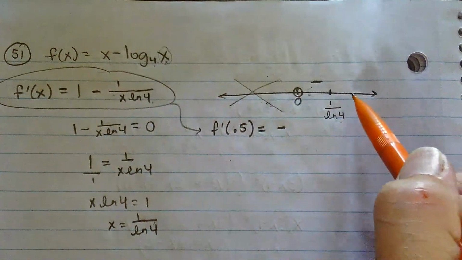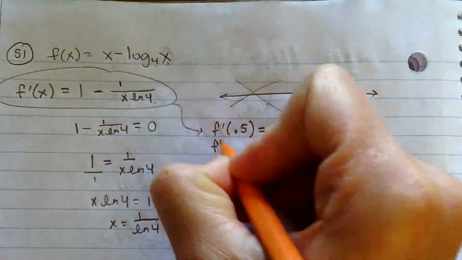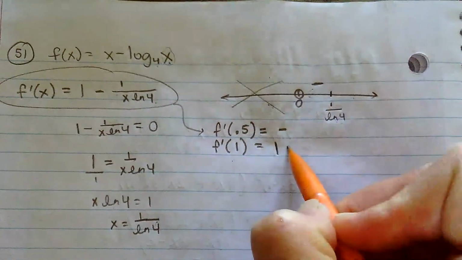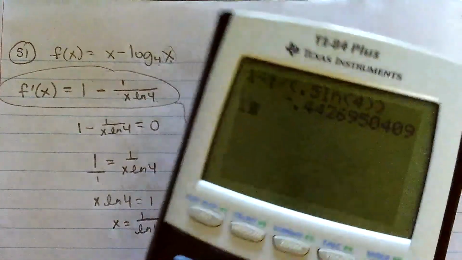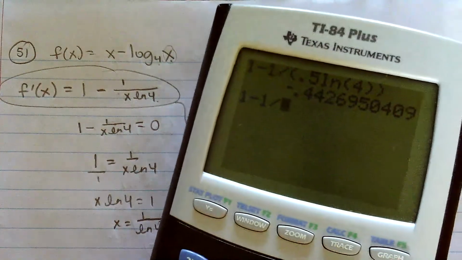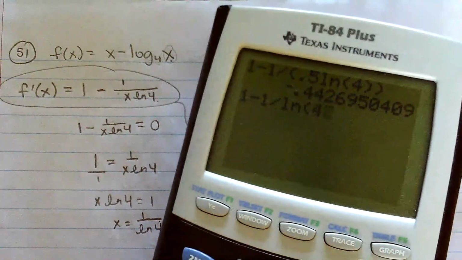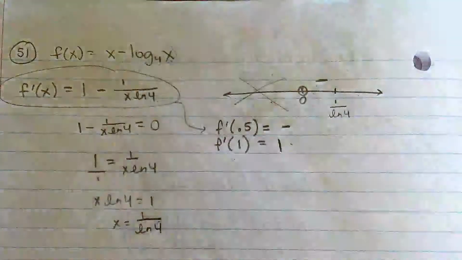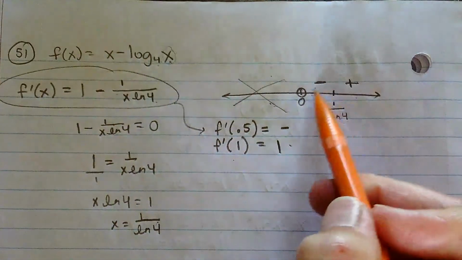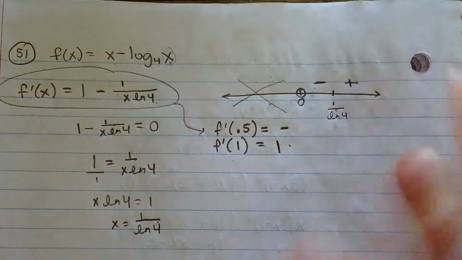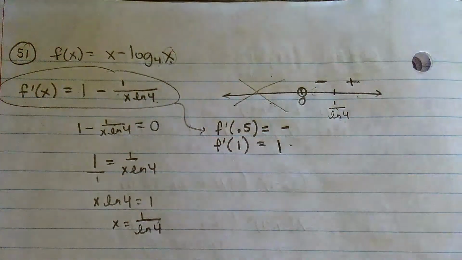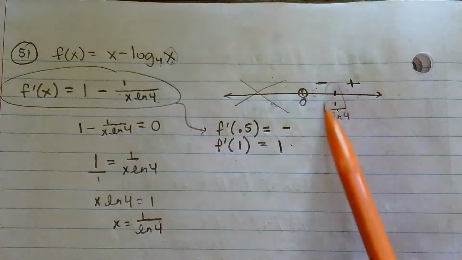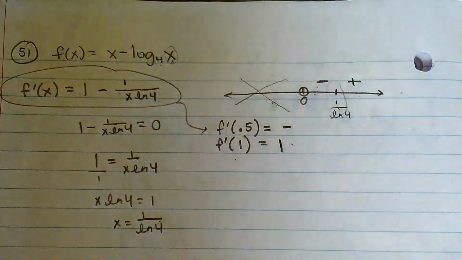And then if I plug in like 1, I'm going to get 1 minus 1 over the ln of 4, because 1 times the ln of 4 will just be ln of 4. And I get a positive. So we're decreasing from 0 to 1 over the ln of 4. We're increasing from 1 over ln of 4 to infinity. And we have a relative minimum right here.